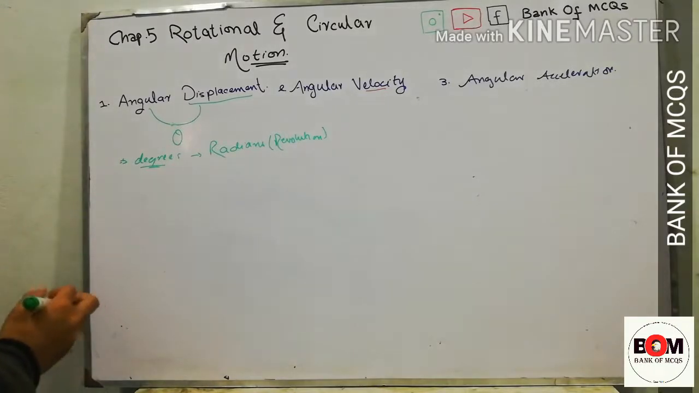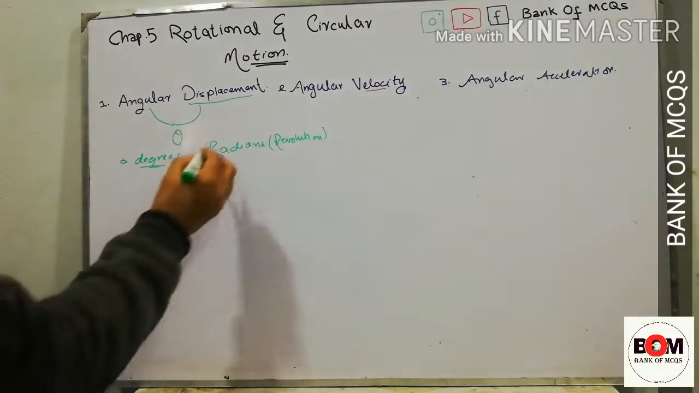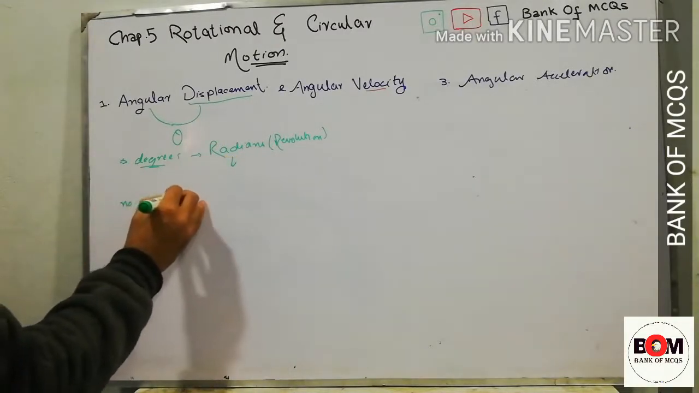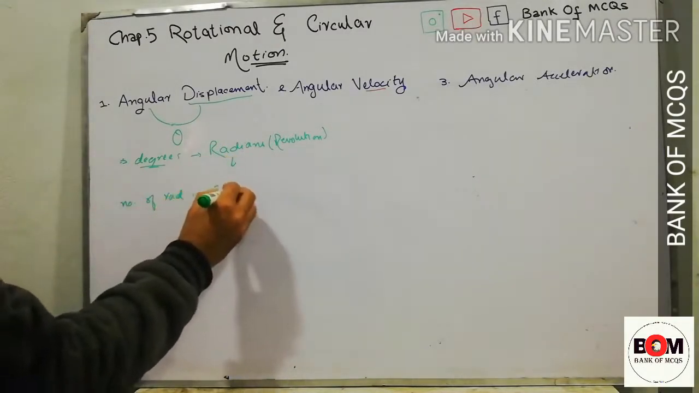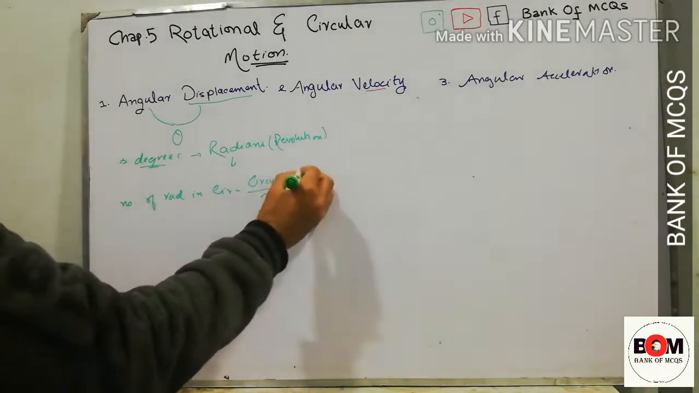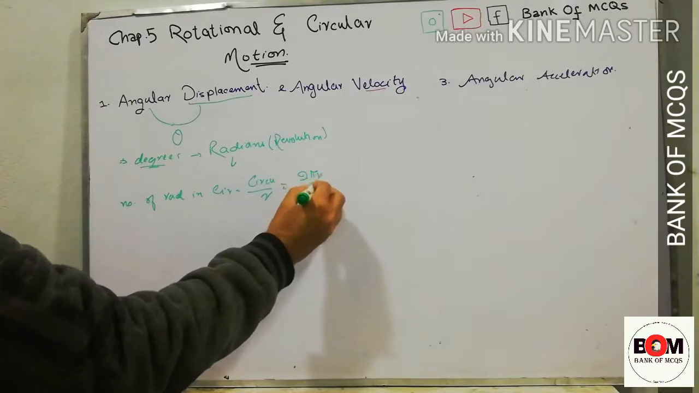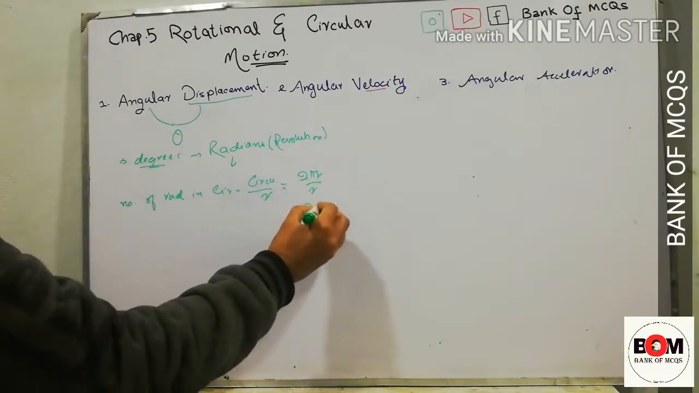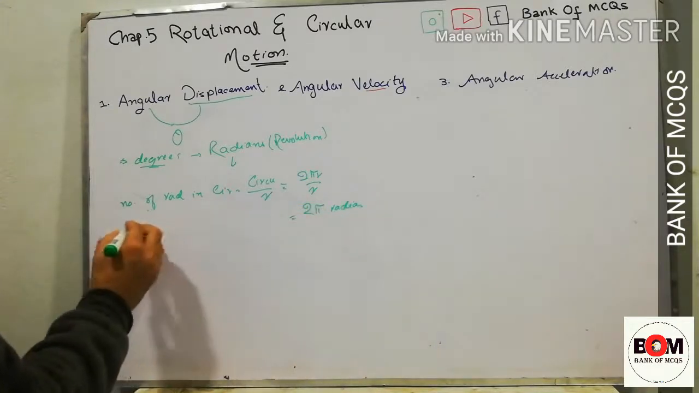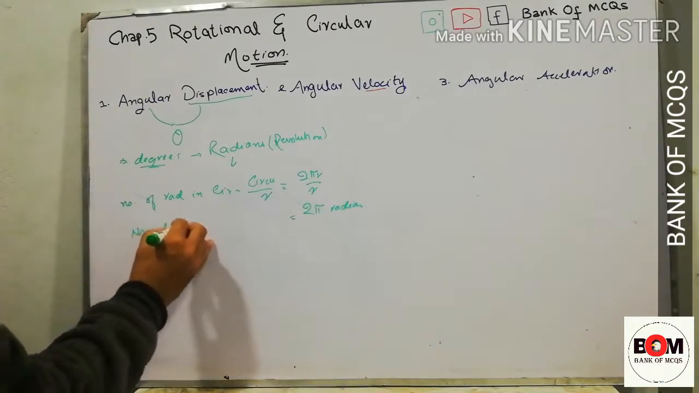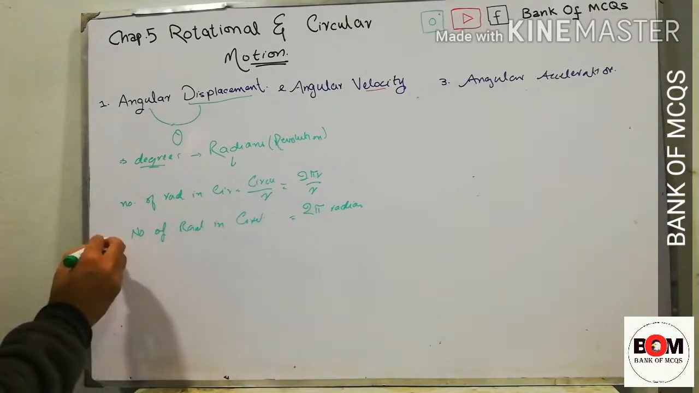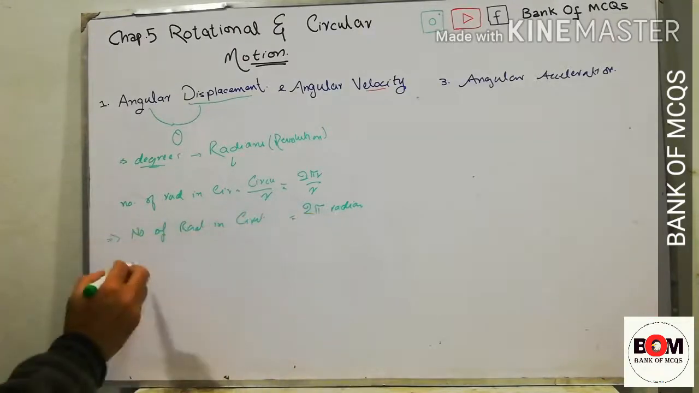Now to find the number of radians in one circle: the number of radians in a circle is equal to circumference divided by radius. Now we know that circumference is equal to 2 pi r, divided by r is equal to 2 pi. So 2 pi radians is the number of radians in a circle.